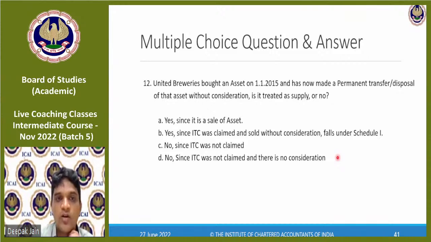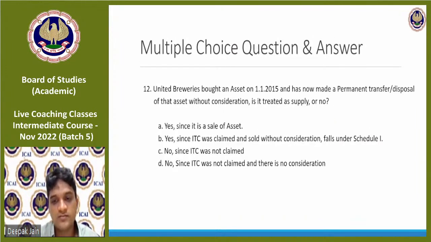United Breweries bought an asset on 1st January 2015 and has now made a permanent transfer of that asset without consideration. Is it treated as supply or not? People who are there, this also you can answer. This is a little tricky question.